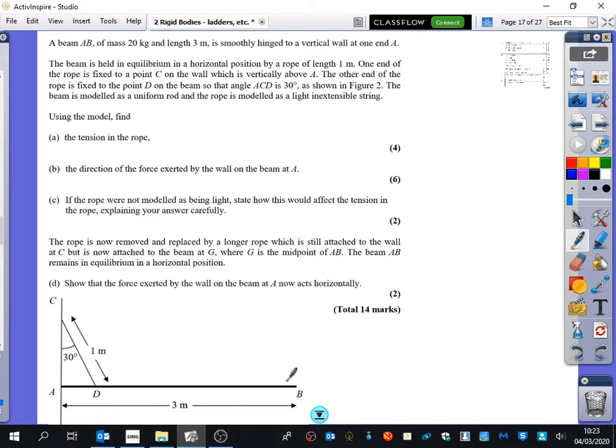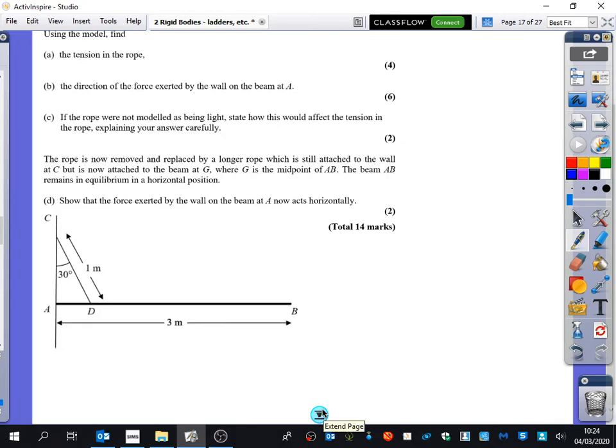So it's no longer hinged at the floor, it's being hinged at the wall instead, okay? The other bits here say the beam is modelled as uniform, the rope is a light inextensible string, and we're going to find the tension in the rope, then the direction of the force exerted by the wall on the beam at A. There's a lot of marks here, and then we're going to do a couple of things to do with some modelling changes at the end. The reason this one is a little bit trickier is because they've just told us that the length of the rope is 1 meter and that this angle is 30.